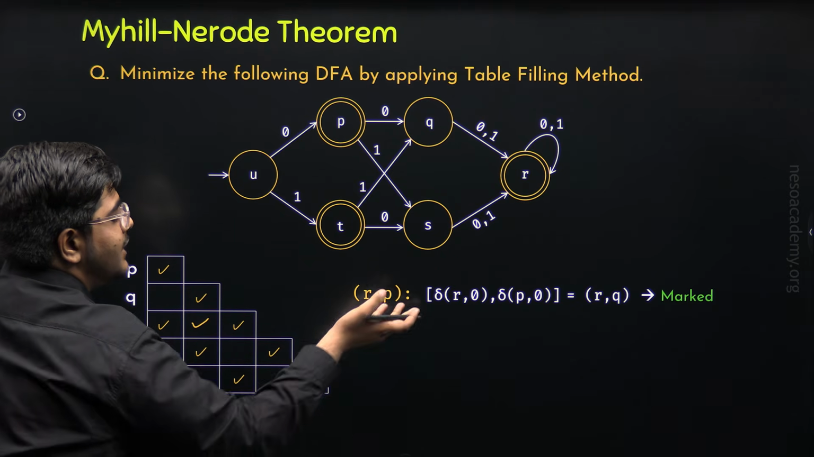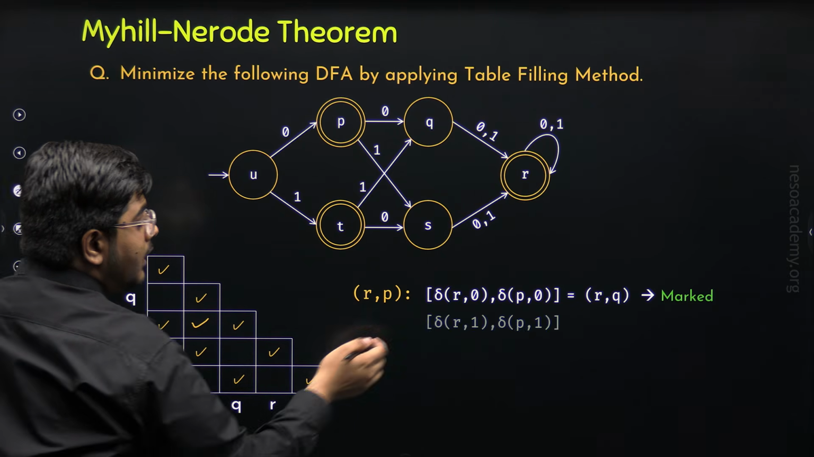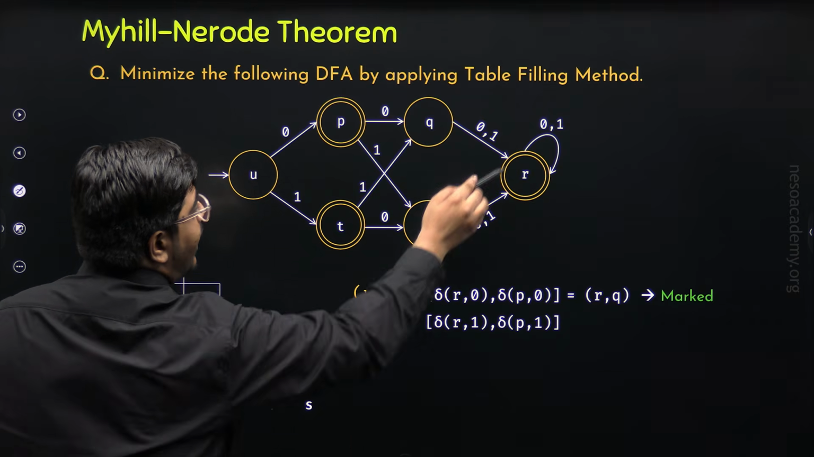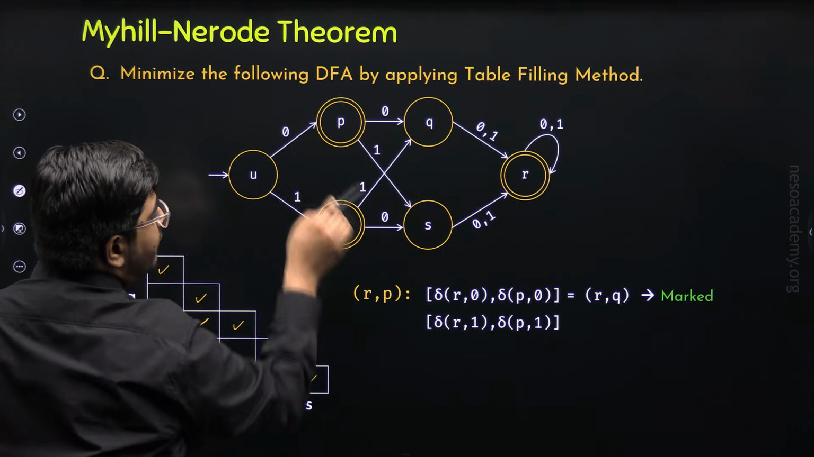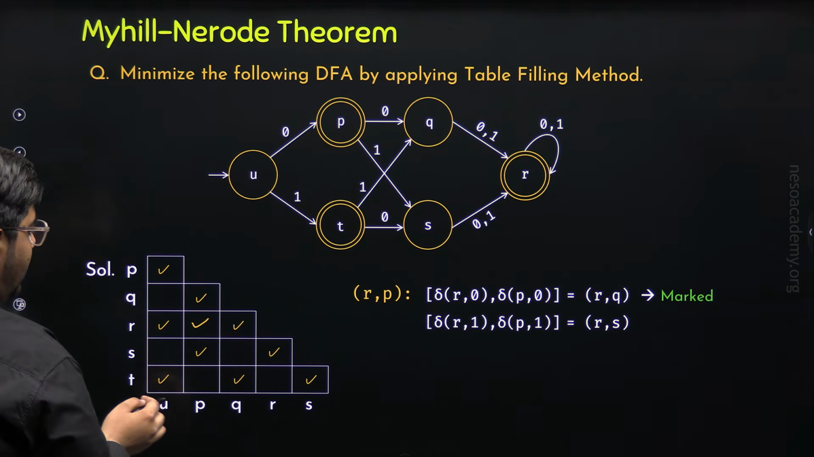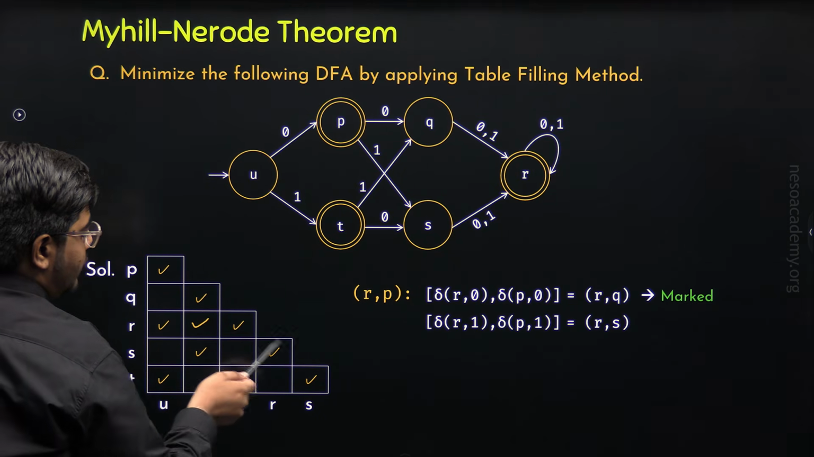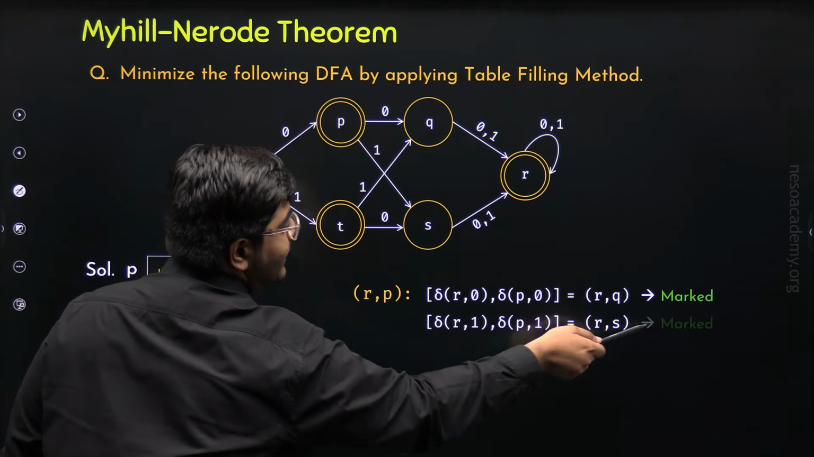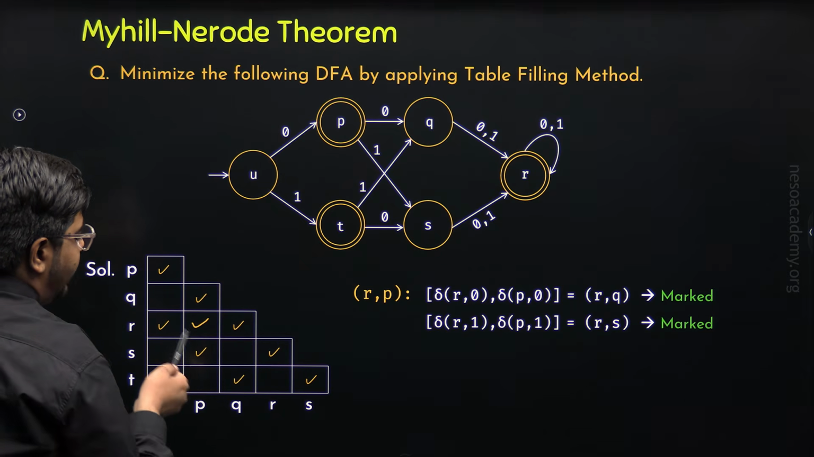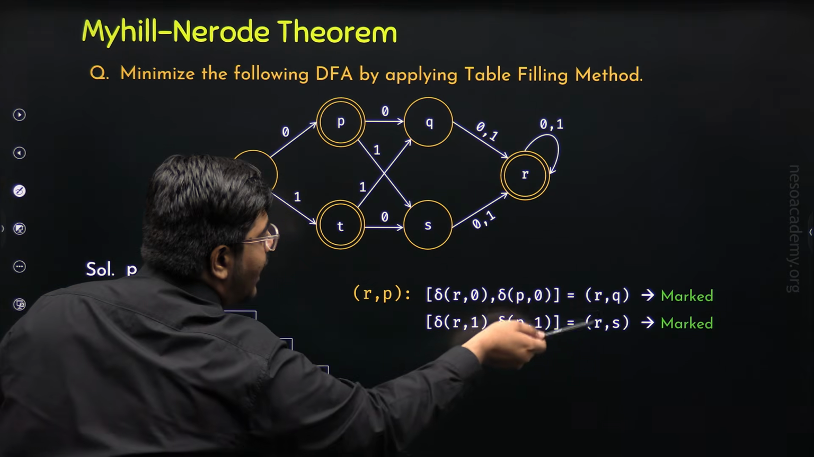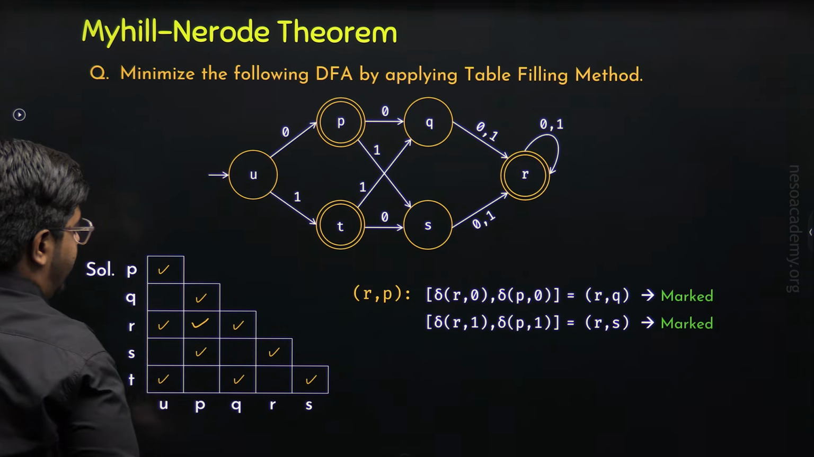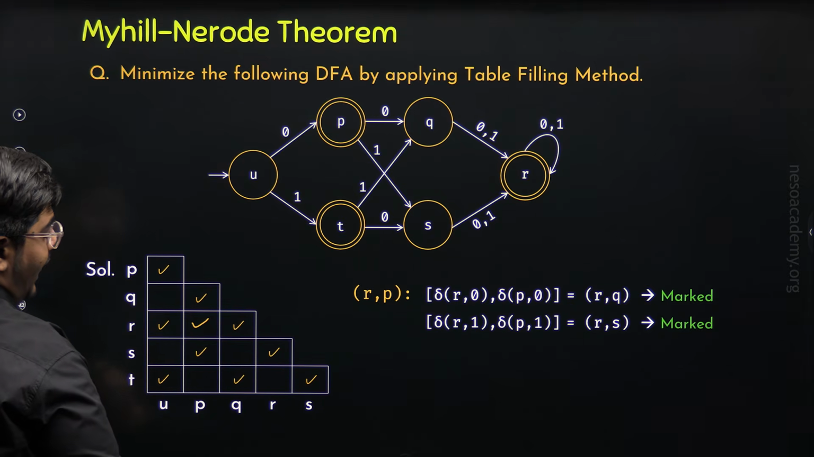But just for practice, let's check for the other input symbol also, that is 1. So here we will write delta R, 1 and delta P, 1. Now R, 1 is R and P, 1 is S. So we are getting RS. Let's check RS in this table. RS, this one. This is also marked. So we can mark RP, which we have already marked. Even if one was marked, we can mark RP. Fortunately, both are marked, so we can definitely mark RP. So RP has been marked in this particular iteration.